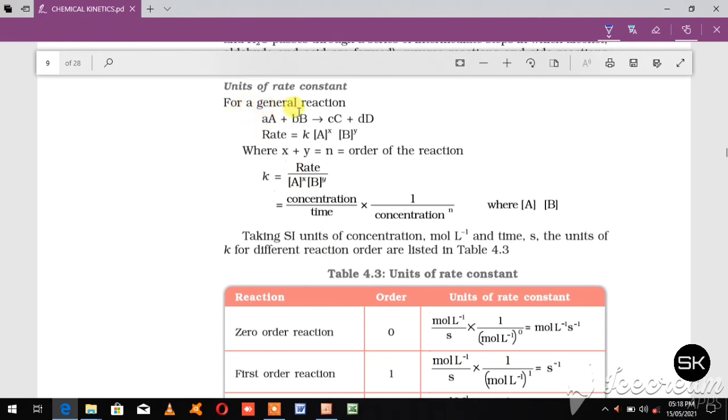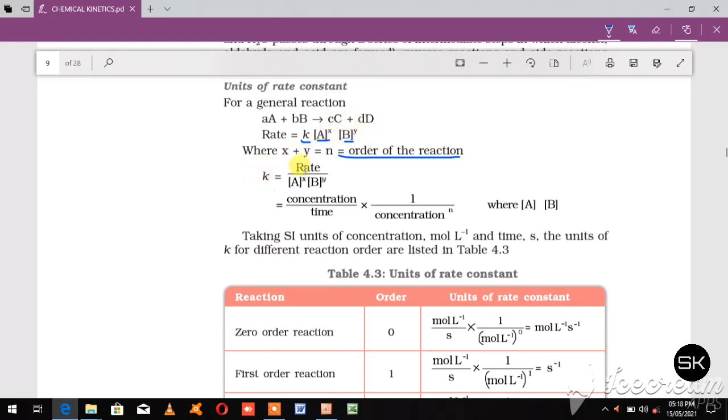Let us consider a general reaction: A plus B gives C plus D. The rate of this reaction is equal to k, where k is the rate constant, times the concentration of A to the power x and the concentration of B to the power y. Here the order of the reaction is n equal to x plus y.